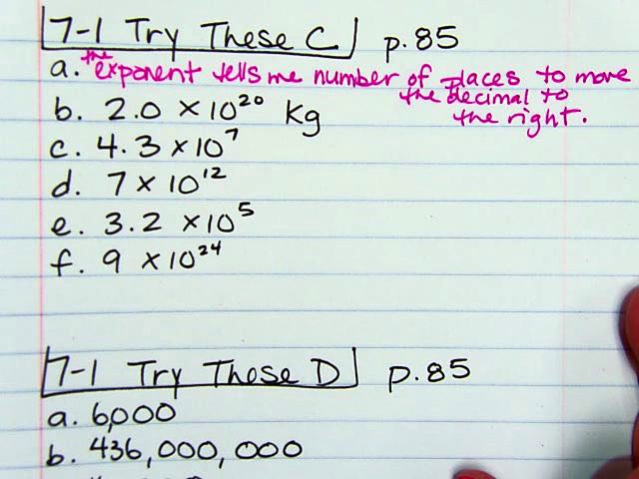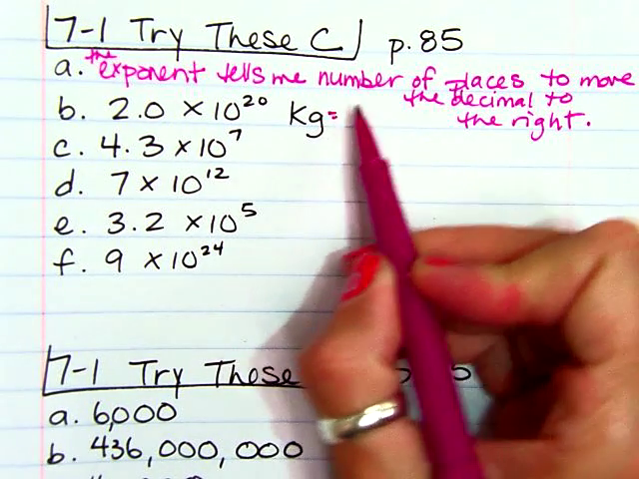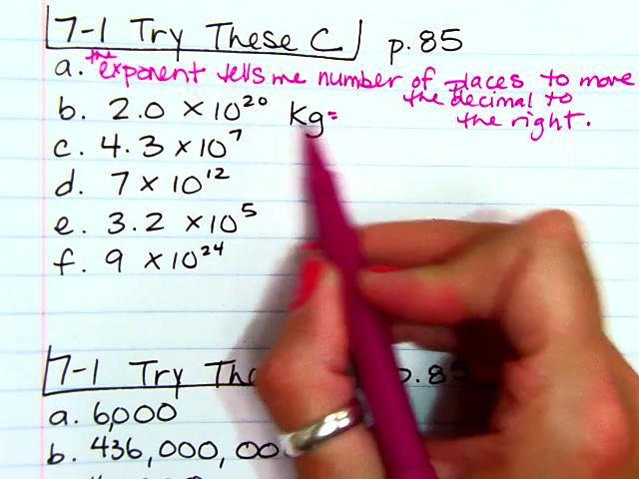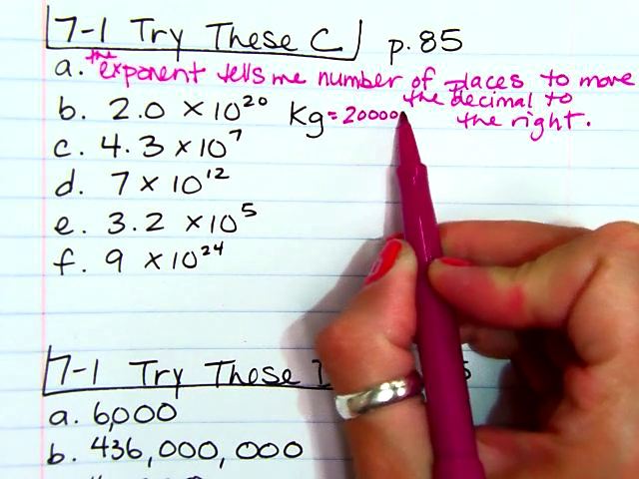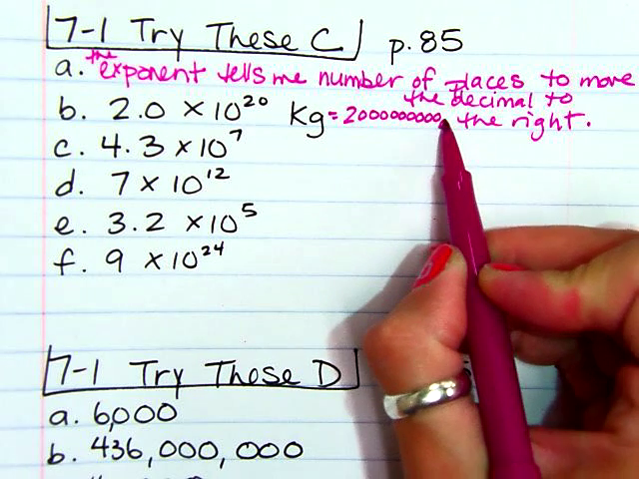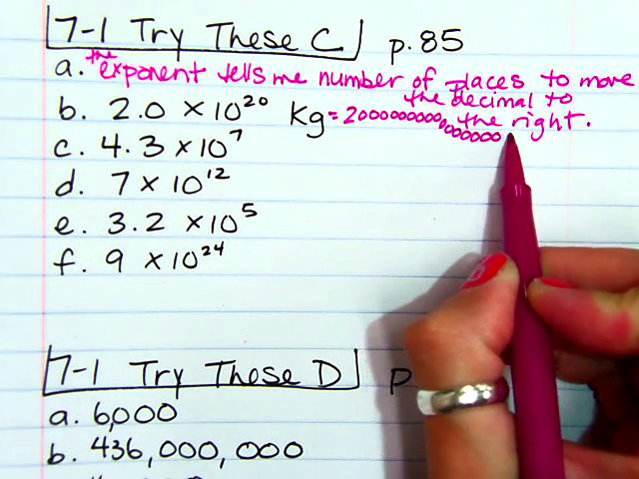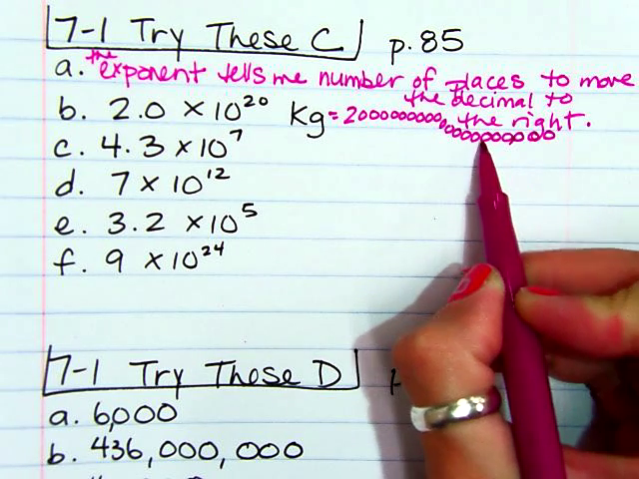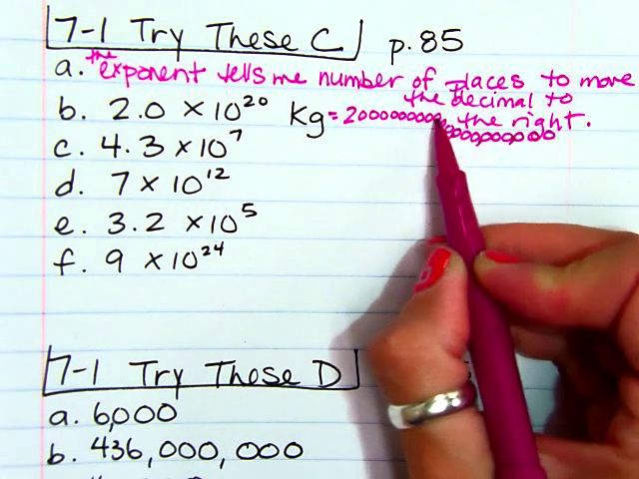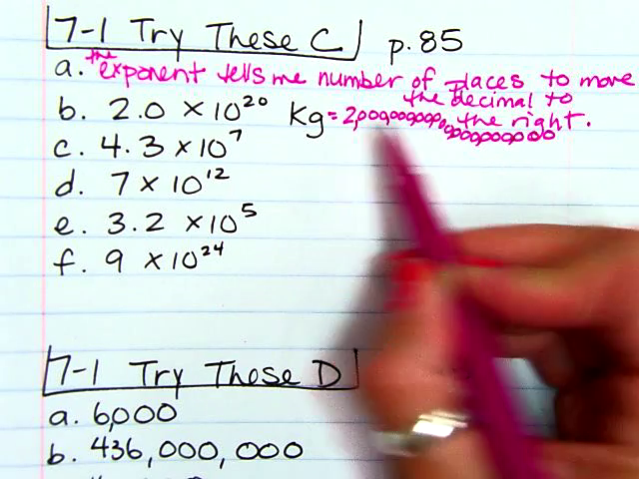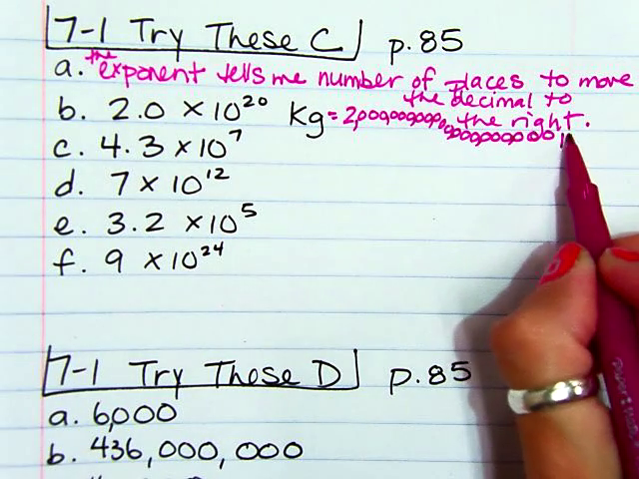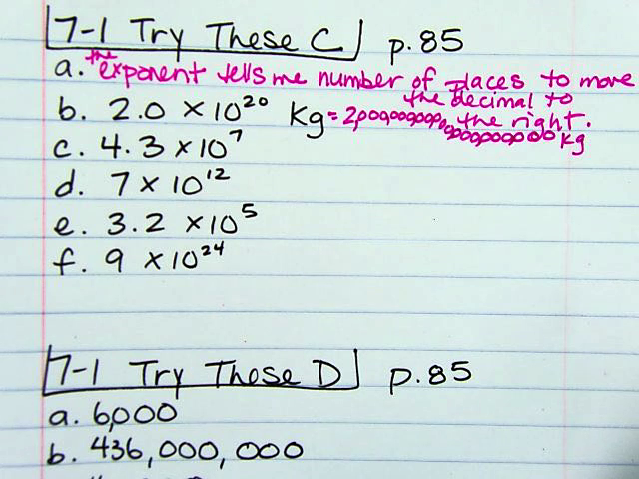Okay, and then B says, rewrite the mass of the sun, which is 2.0 times 10 to the 20th kilograms, in standard form. So that's going to give me 20 decimal places. So 1, 2, 3, 4, 5, 6, 7, 8, 9, 10, 11, 12, 13, 14, 15, 16, 17, 18, 19, 20. And then every third I need a comma. Okay, that's how much the sun weighs in kilograms. Shoo, I don't even know what that number is. I'll have to look it up on that chart.